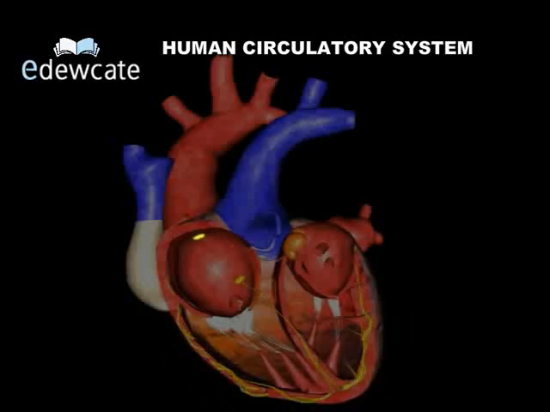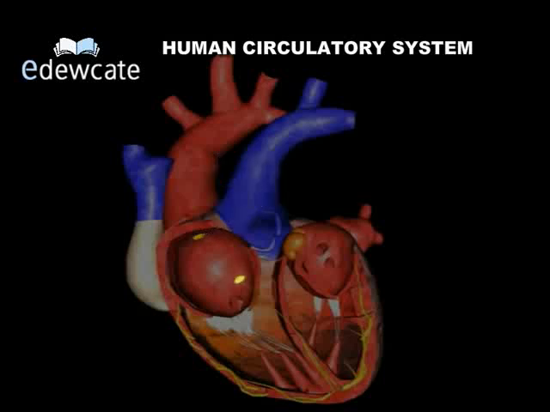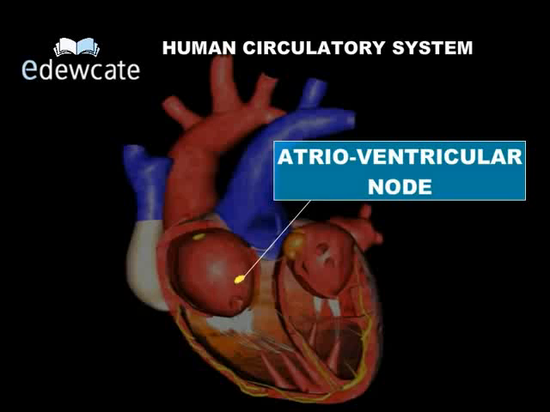A patch of this tissue is present in the right upper corner of the right atrium called the sinoatrial node. Another mass of this tissue is seen in the lower left corner of the right atrium close to the atrioventricular septum called the atrioventricular node.